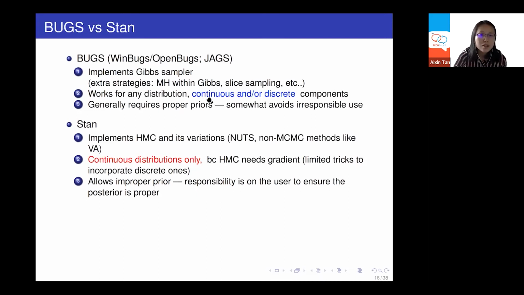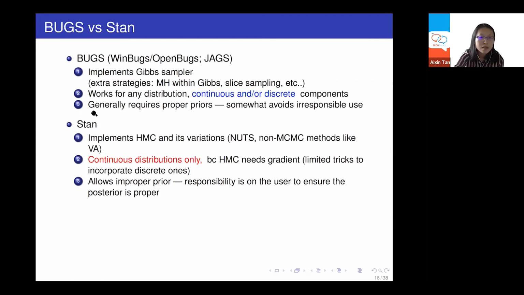All right, so the BUGS software works for any distribution. You name it. But for Stan, recall the Hamiltonian Monte Carlo idea really needs the gradient. You need to get the slope of this density. So it only applies to continuous distributions. That's a kind of a big limit.